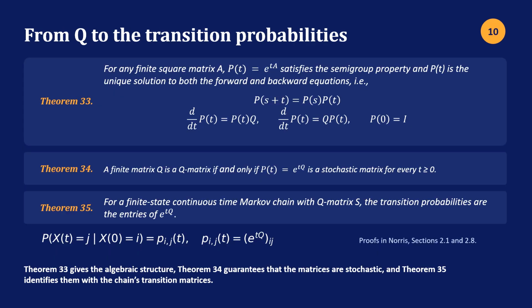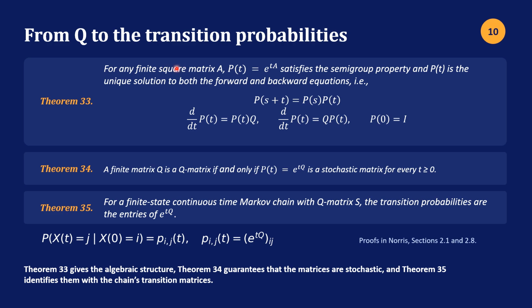I have several important theorems on this slide. These are the numbers from my book, although I don't prove them here and I also don't prove them in my book. But I do give a reference to a book by Norris that goes into these proofs. And I'll put that information in the description to the video on YouTube. So theorem 33 was P of t set equal to e to the tQ.